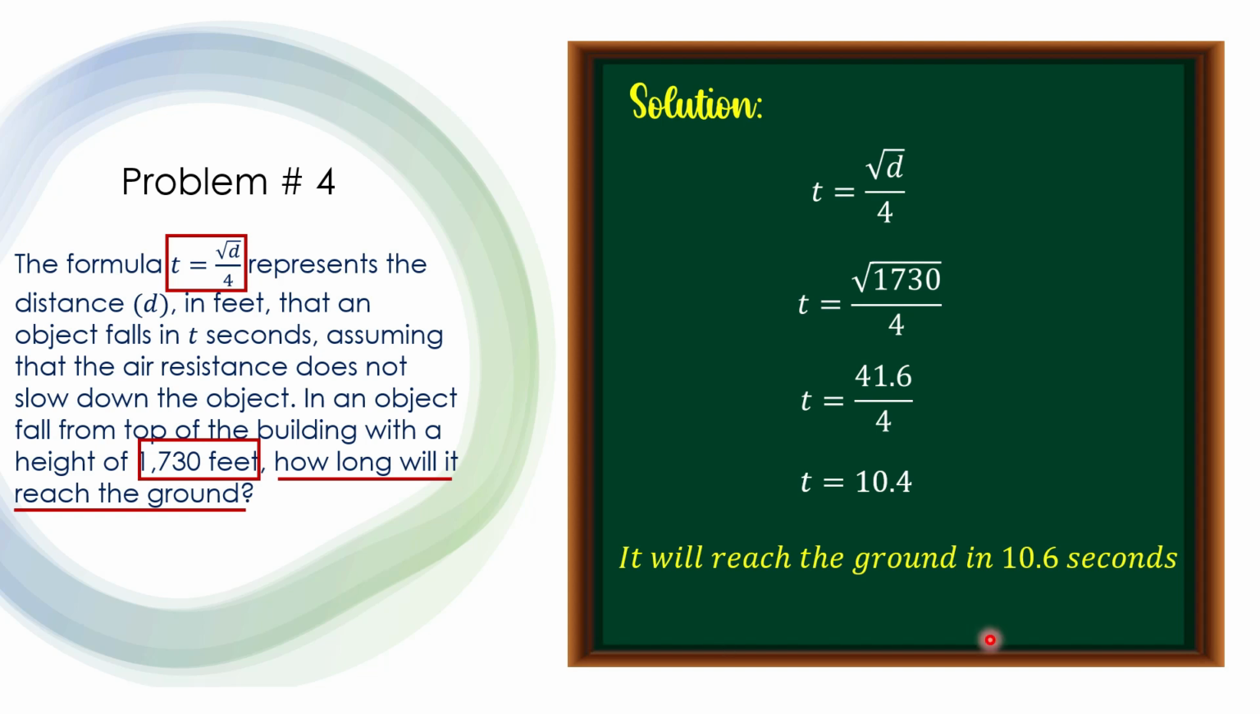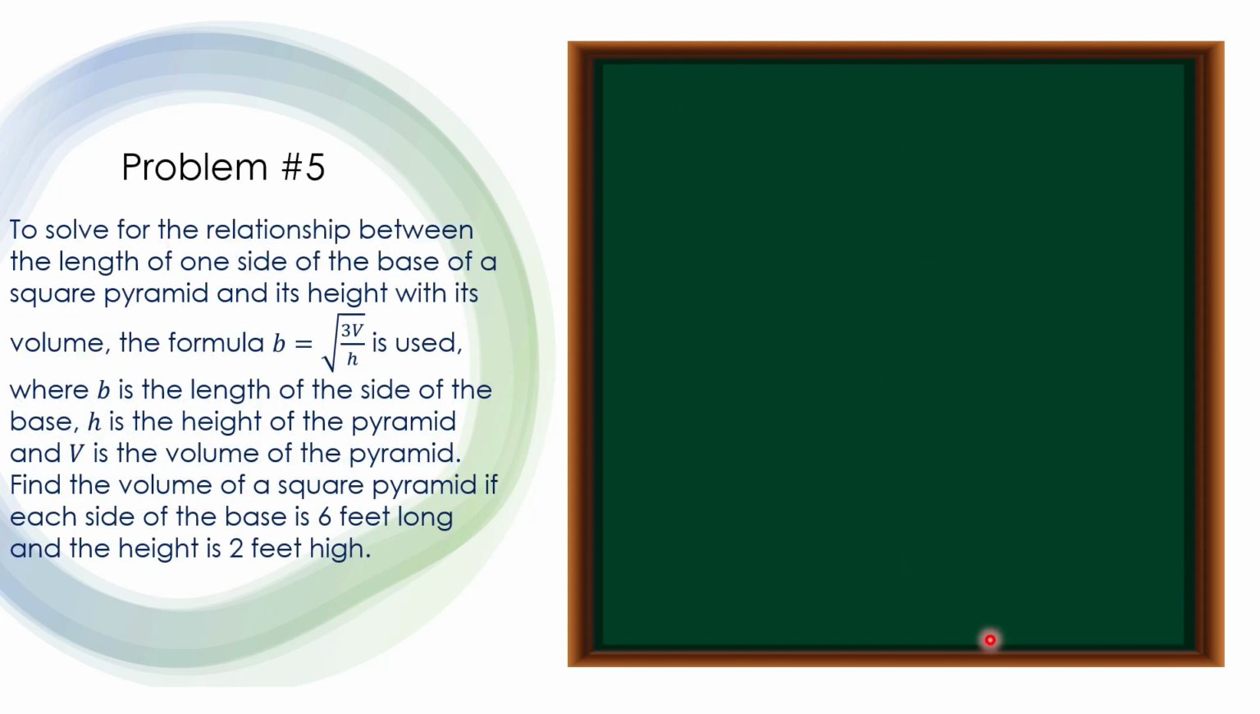Let's have our last example, problem number 5. To solve for the relationship between the length of one side of the base of a square pyramid and its height with its volume, the formula b is equal to the square root of 3V over h is used, where b is the length of the side of the base, h is the height of the pyramid, and V is the volume of the pyramid. Let us find the volume of a square pyramid if each side of the base is 6 feet long and the height is 2 feet high.